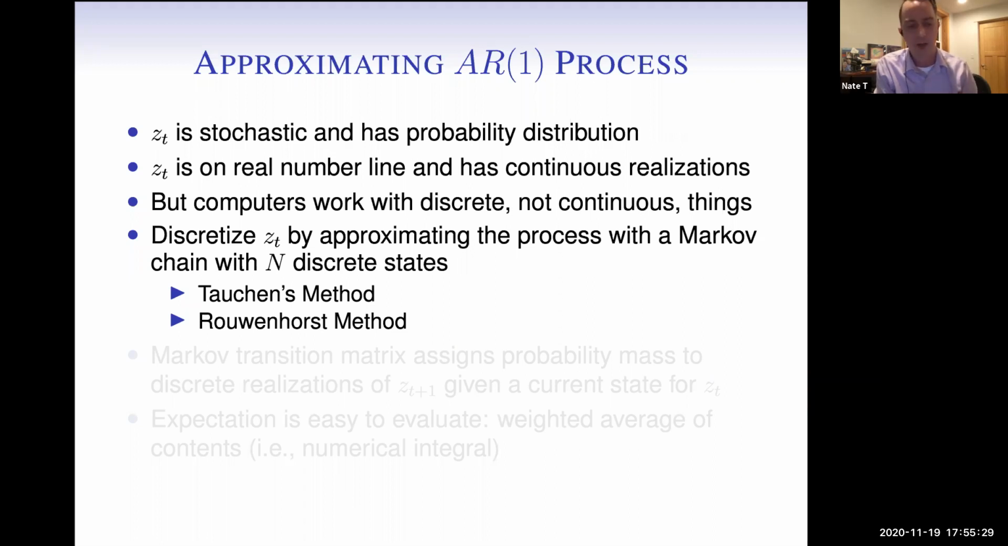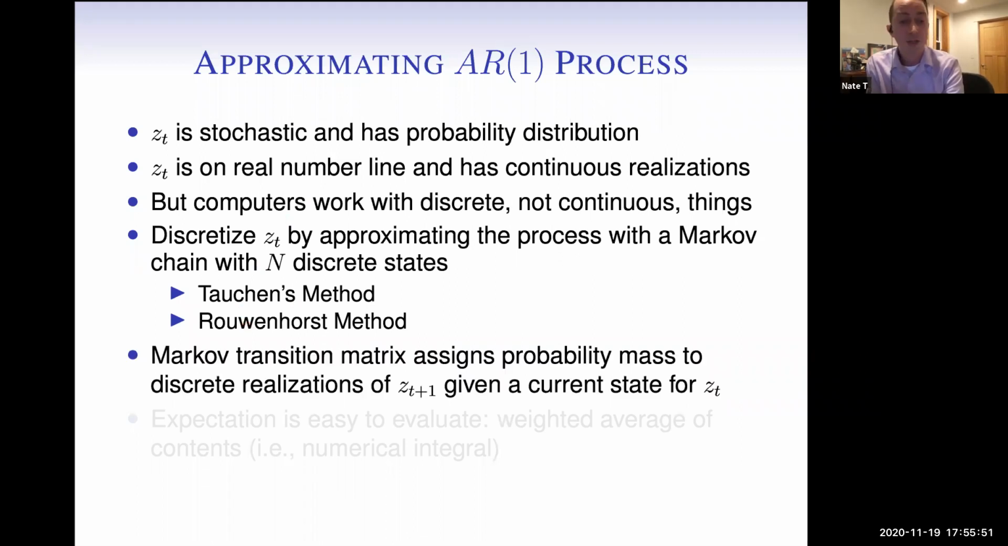If you've had your linear algebra class and you've learned about Markov chains, you can approximate any autoregressive process with a Markov chain. If the shock is normally distributed, the whole process is actually normally distributed. So you can approximate this normally distributed random variable with a Markov chain. There's two popular methods I just put here. People used to do that approximation.